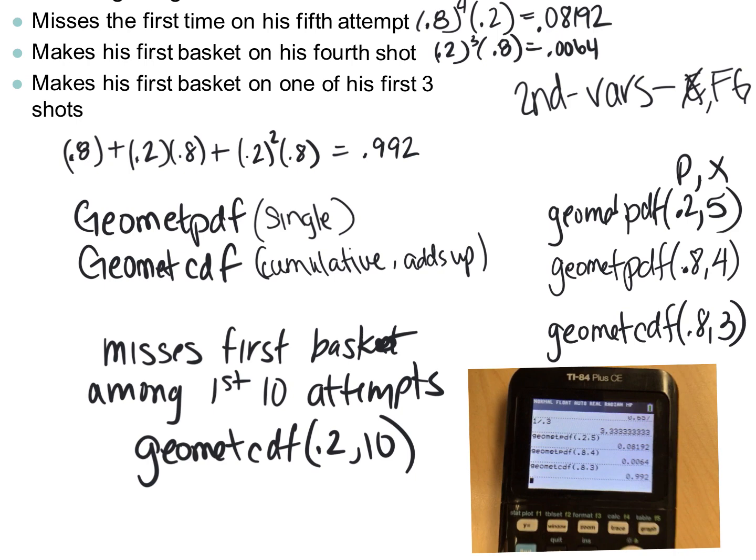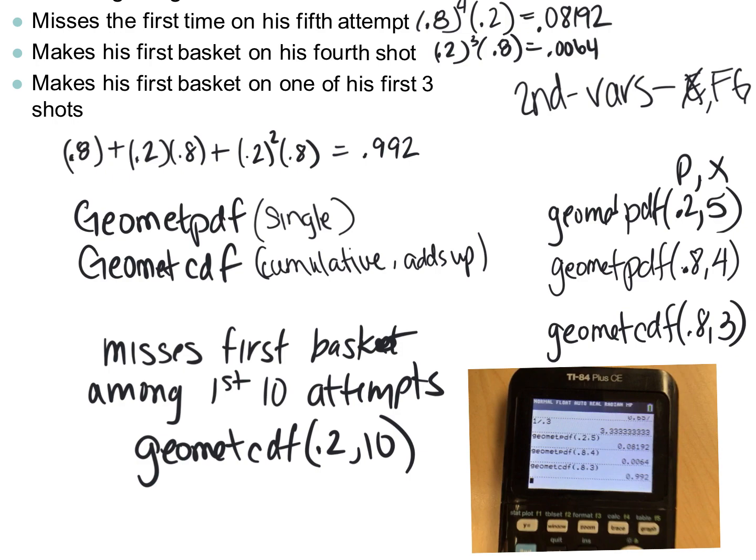So he either missed it on the first attempt, or he makes it but misses his second attempt, or he makes the first 2 and misses his third attempt, all the way up to he makes his first 9 and misses his 10th attempt. We don't want to do that by hand, and the calculator has the command that does that for us. And once again, showing your work is close to just putting all of this in, okay?